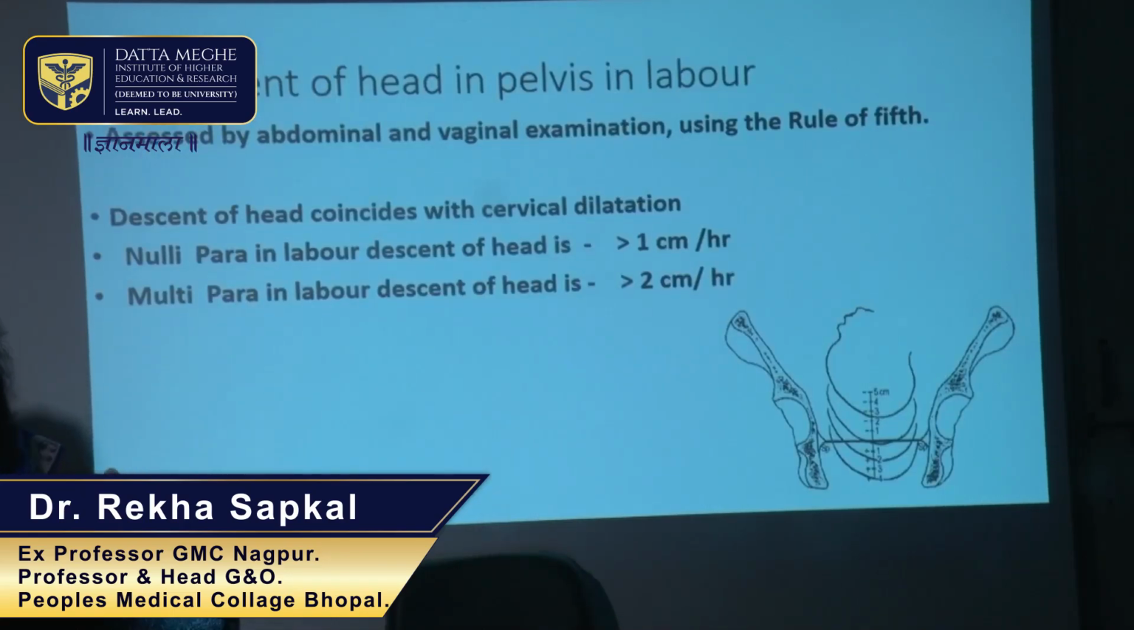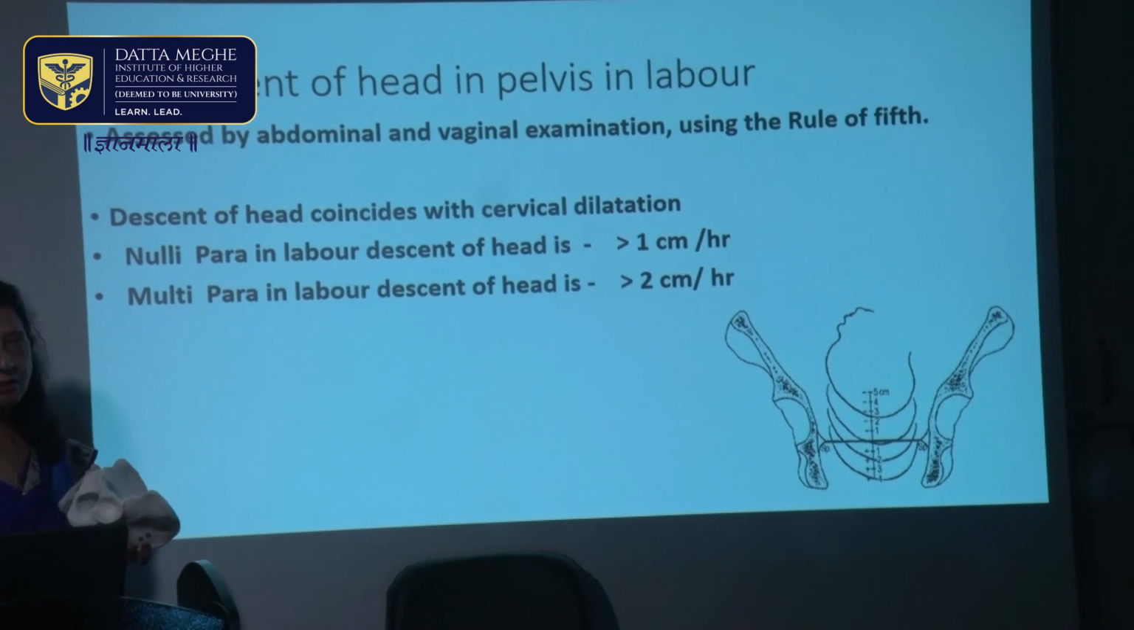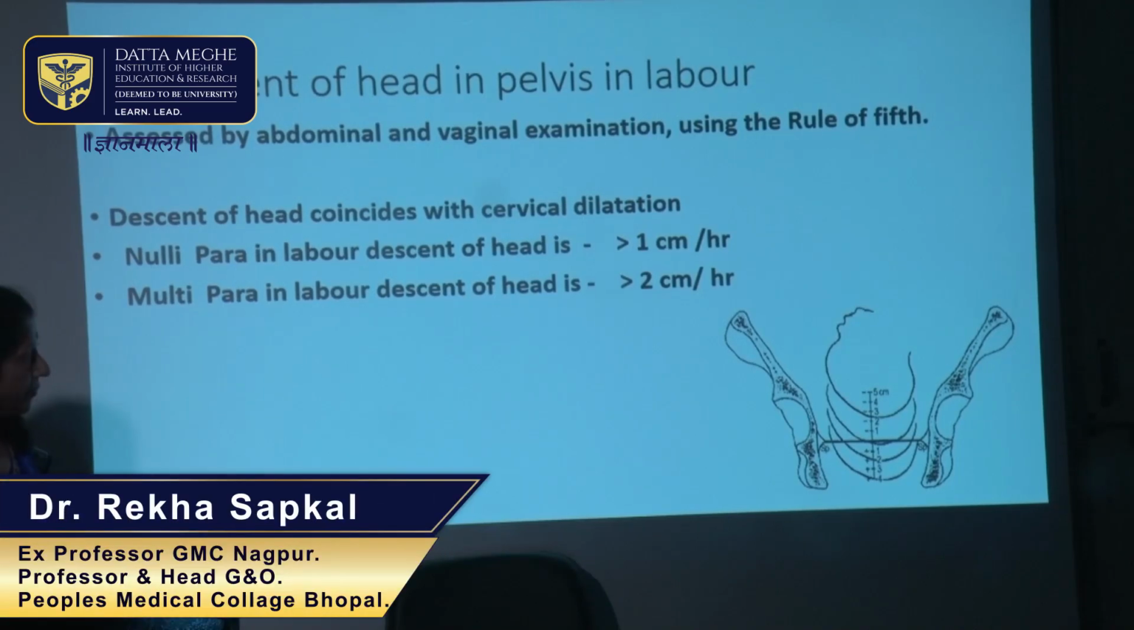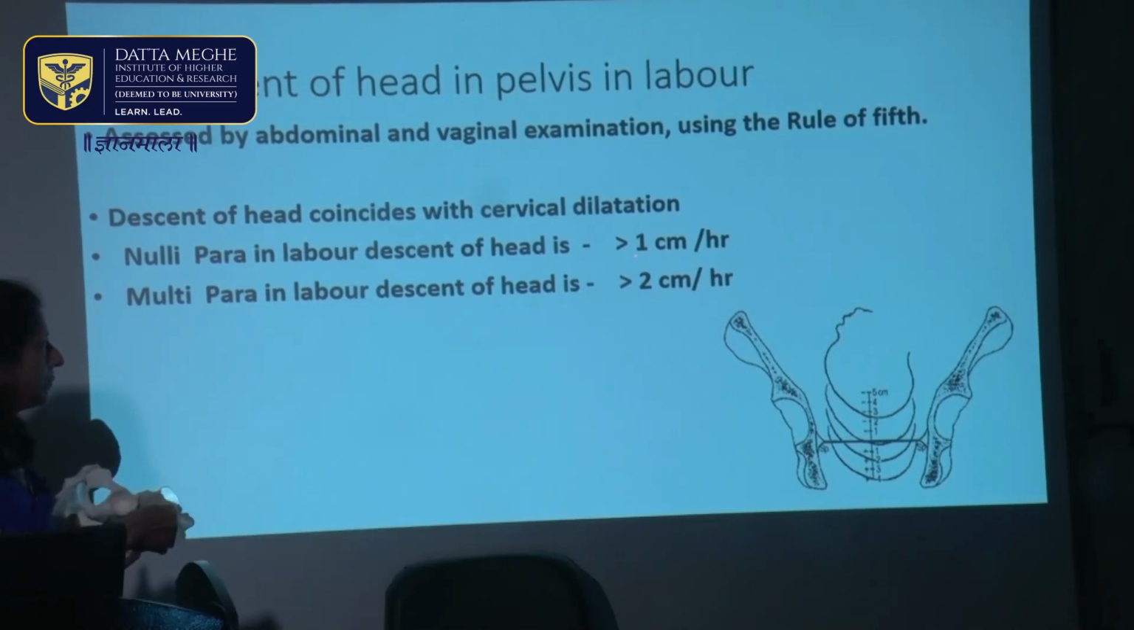The descent of the head normally occurs in nullipara, meaning primigravida. During labor in nullipara it occurs at more than 1 centimeter per hour, and in multigravida it is very fast, more than 2 centimeter per hour. So, in primi it is more than 1 centimeter, in multi it is more than 2 centimeter per hour.